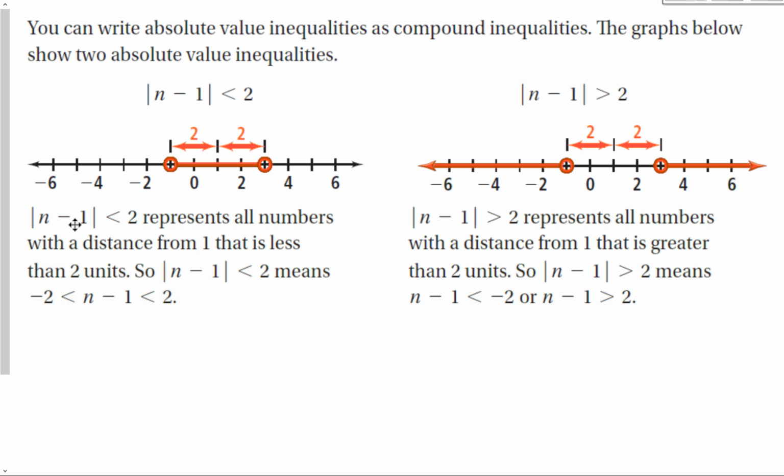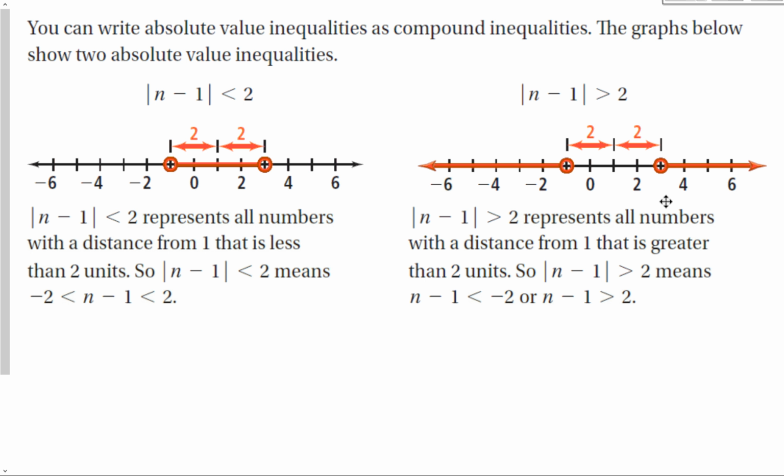Right? Because distance from 0, so we subtract 1. Okay? So this means that this expression, n minus 1, is going to be in between -2 and +2. Okay? However, if we say greater than, then absolute value of n minus 1 greater than 2 represents all numbers with a distance from 1 that is greater than 2 units.